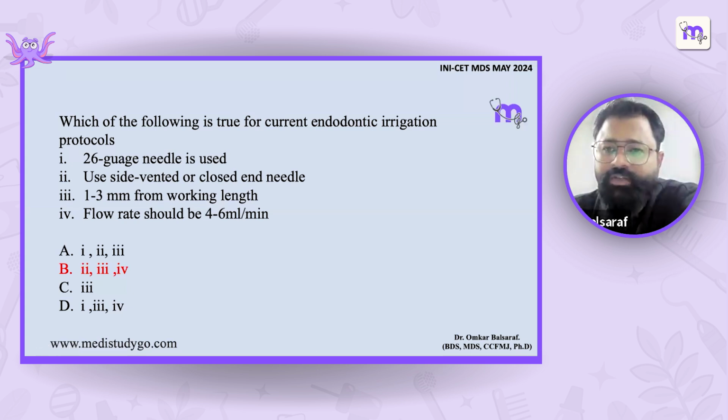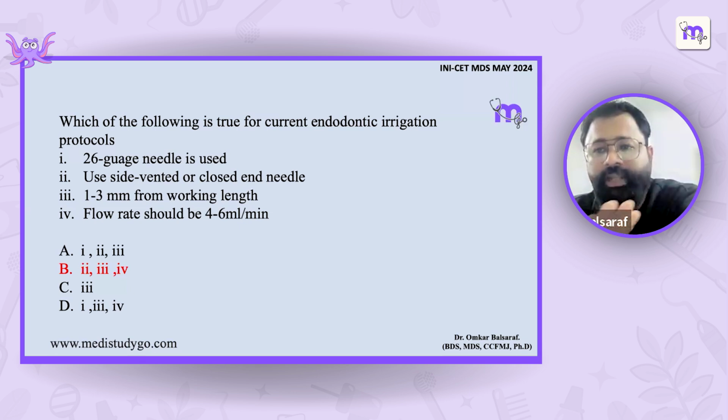Whatever irrigation is to be done, it should be done slightly away from the apical foramen, that is 1 to 3 mm away from the working length. Also, the flow rate should be 4 to 6 ml per minute. So it should be very steady, very passive irrigation that needs to be done.